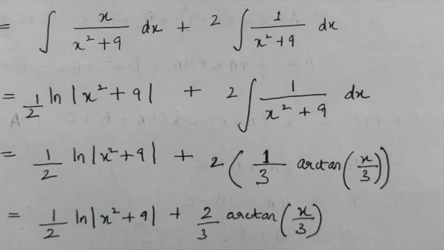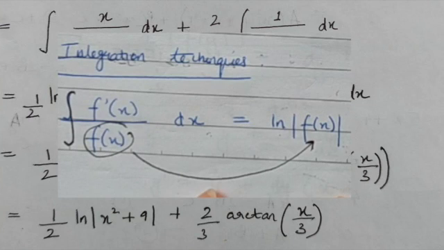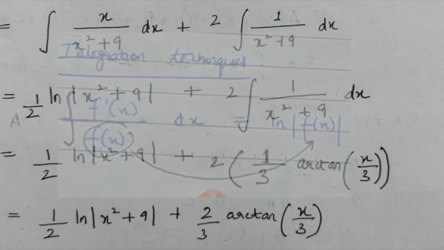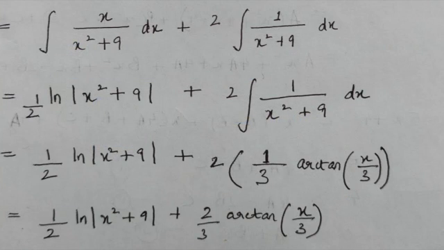So as you can see here, we have used the derivative of a function over a function integral rule to integrate the x over x squared plus 9 into a half ln of x squared plus 9. So the reason why there is a half there is because if you find the derivative of x squared plus 9, you get 2x.